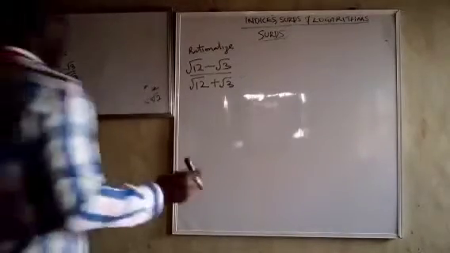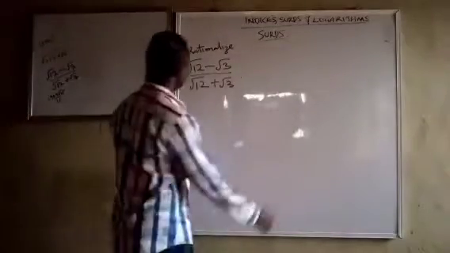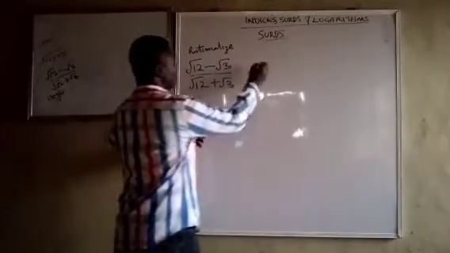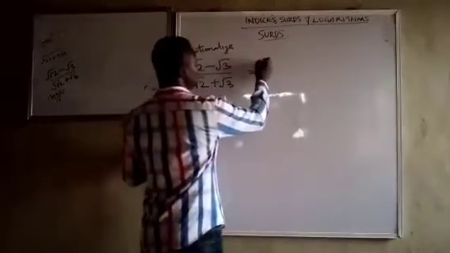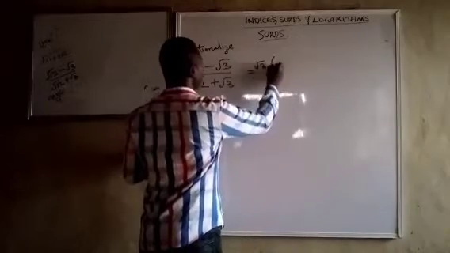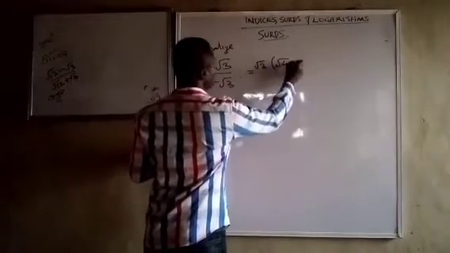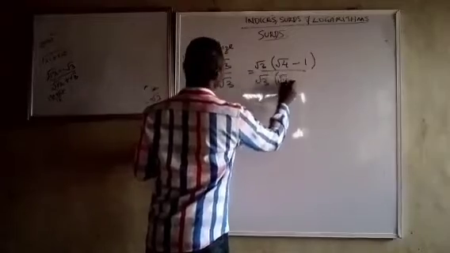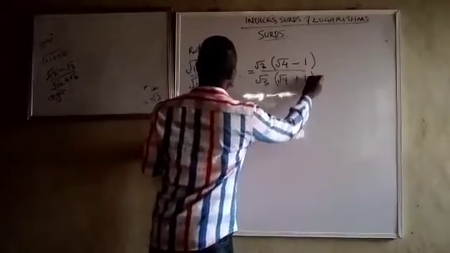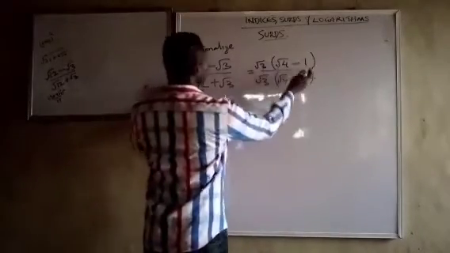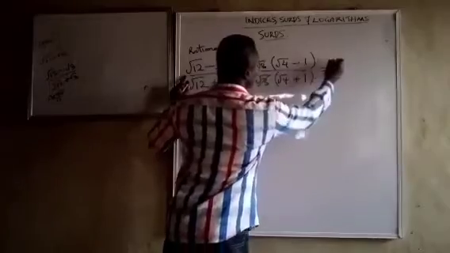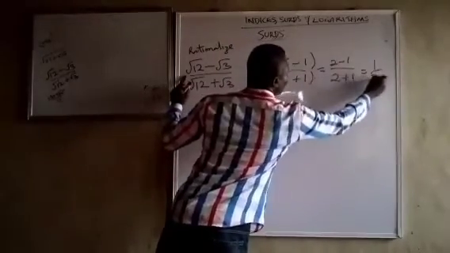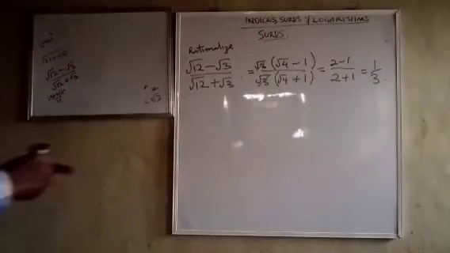Now let's look at this one. Quick one. Root 12 minus root 3 over root 12 plus root 3. What is that going to give us? Let's divide denominator and numerator by root 3. So this is going to be root 4 minus 1 into root 4 plus 1. So what does that give? This one is 2 minus 1 all over 2 plus 1. 1 over 3. So that gives us 1 over 3.